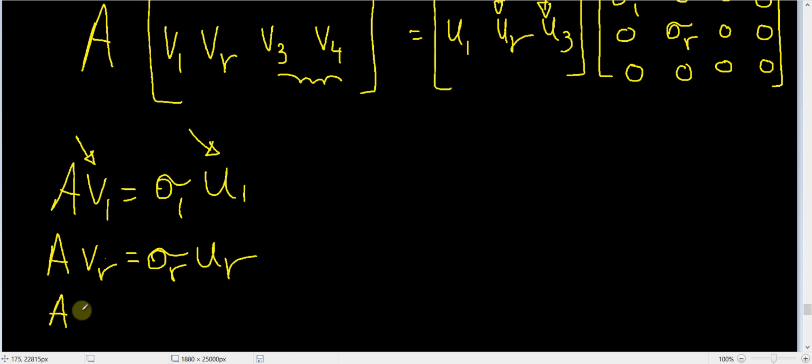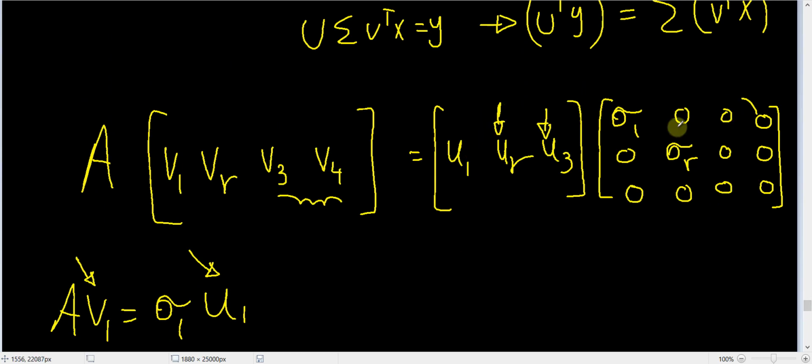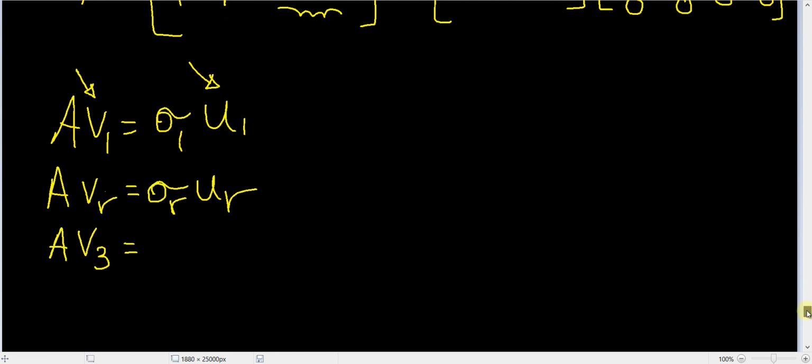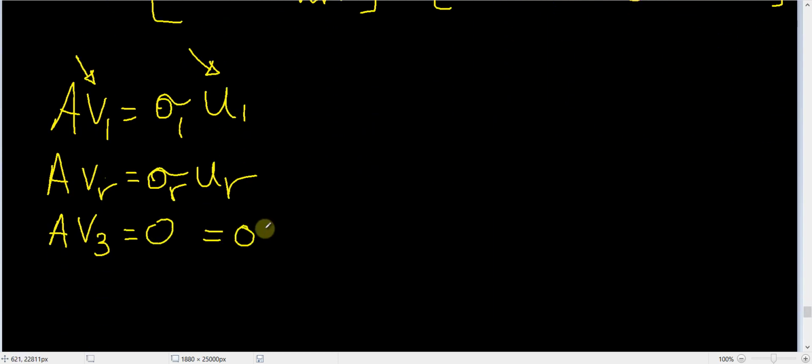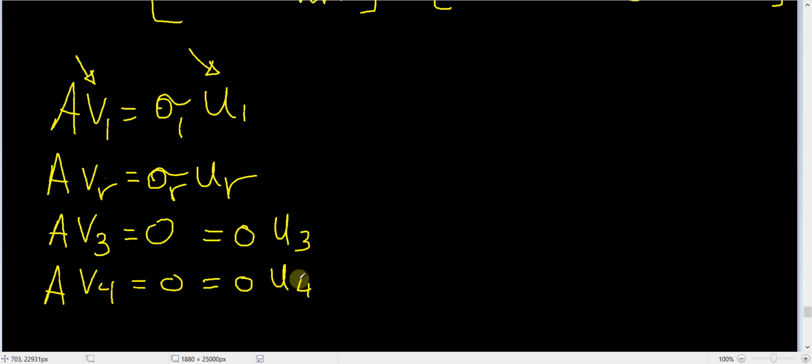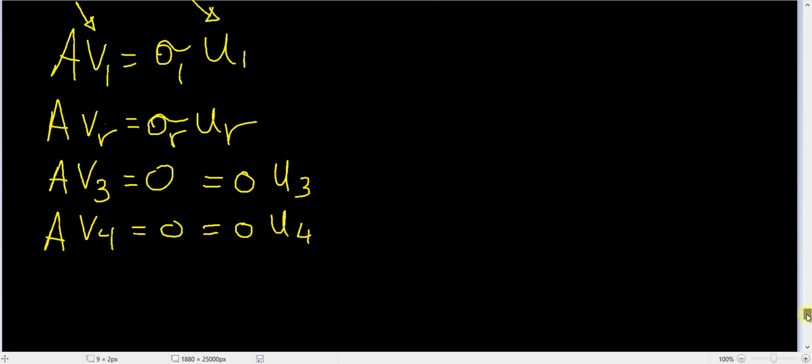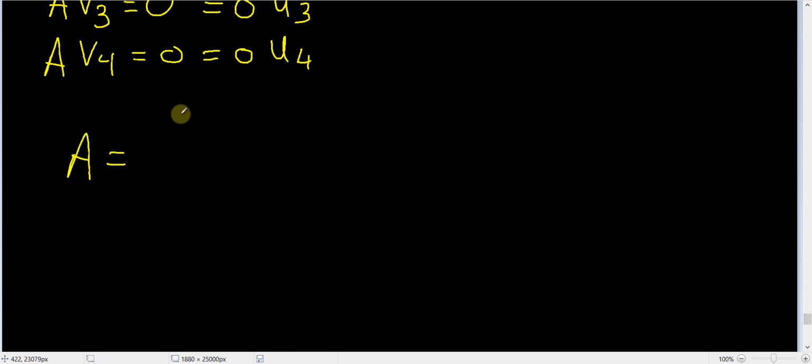Now for the remaining vectors, those belong to the null space. So AV3 should be equal to 0. And indeed here we have 0 multiplied by U1 plus 0 multiplied by UR plus 0 multiplied by U3. So this will be equal to 0, which is equal to 0 U3, and also AV4 is equal to 0, which is equal to 0 U4. So this worked for this case where the matrix was a rectangular matrix with the number of rows less than the number of columns. Now let's cover the final case where the matrix A is a tall matrix like that.